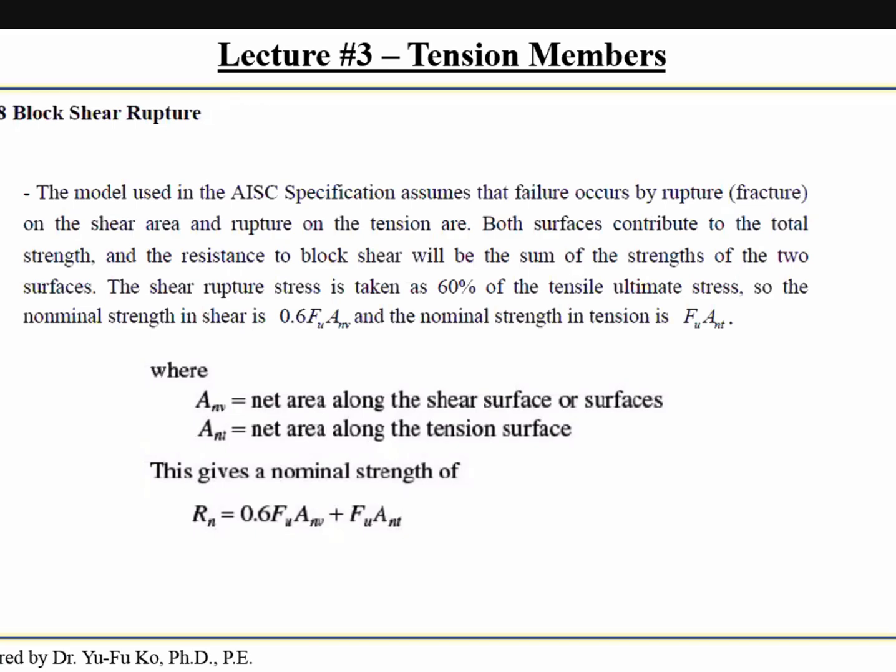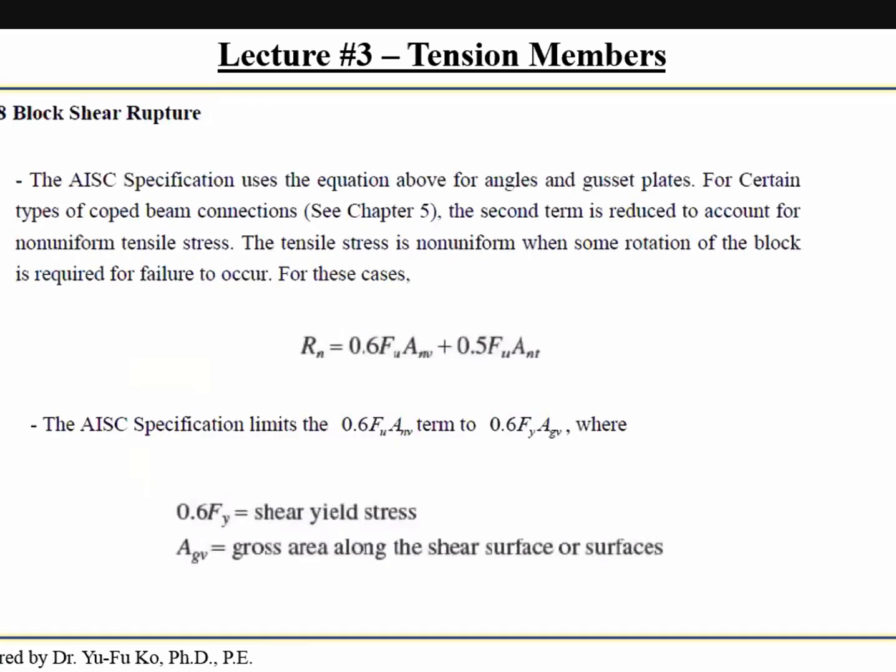Like we mentioned last week, if your tension stress is non-uniform, the equation adds a correction factor of 0.5 in the second term. If your tension stress is uniform, then this term becomes 1.